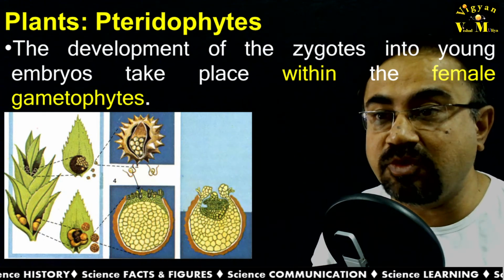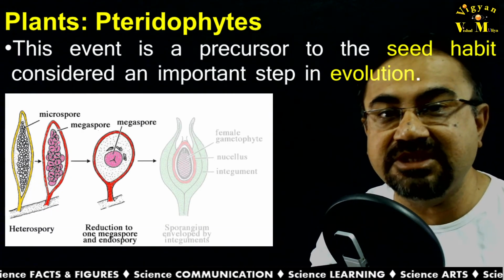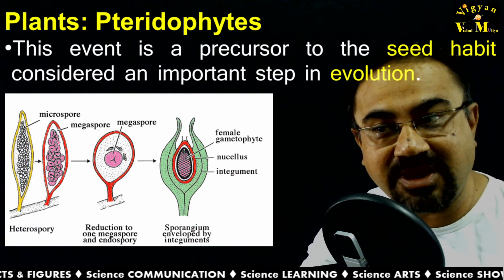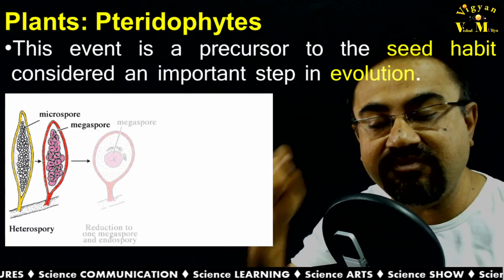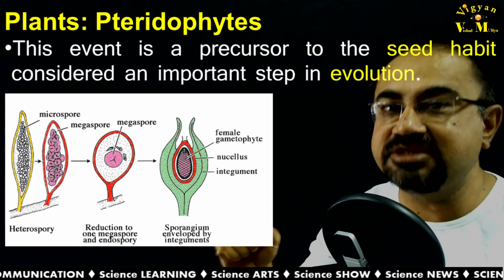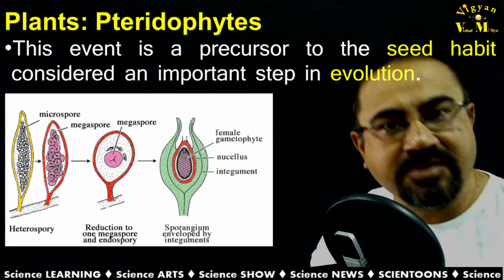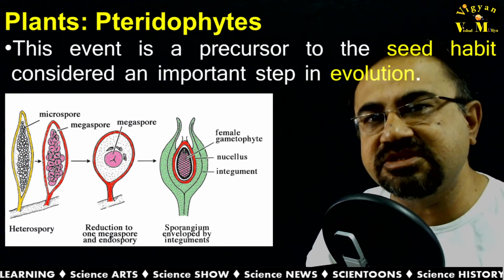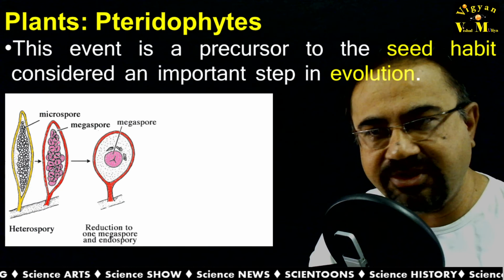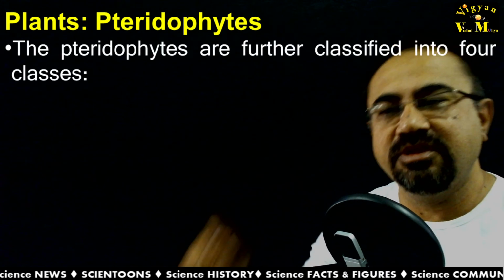This is the event which is the precursor of the seed habit of the higher plants, and that is a very important step in evolution. That is the development from heterospory to the seed habit. We will see it in detail when we discuss the NEET level video. Here we proceed further according to our textbook.